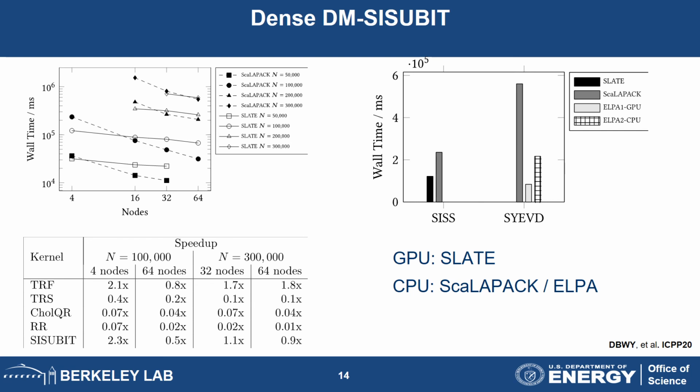Much like the shared memory performance comparisons made in the previous slide, we compared the performance of the GPU and CPU implementations of the Shift-Invert SISUBIT iteration with analogous distributed memory dense eigensolvers in the ScaLAPACK and ELPA libraries, including the GPU implementations in the ELPA library. Our implementation of distributed memory Shift-Invert SISUBIT iteration using Slate was able to outperform the fastest CPU distributed memory eigensolver in ELPA by a factor of 1.7, but it is outperformed by the distributed memory GPU eigensolver in ELPA by about a factor of 1.4.